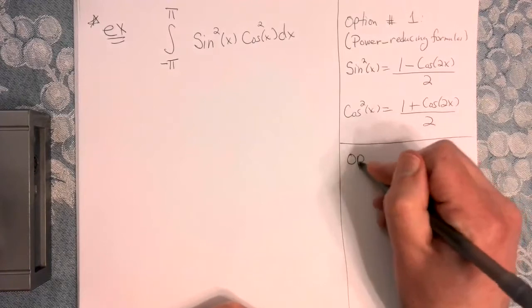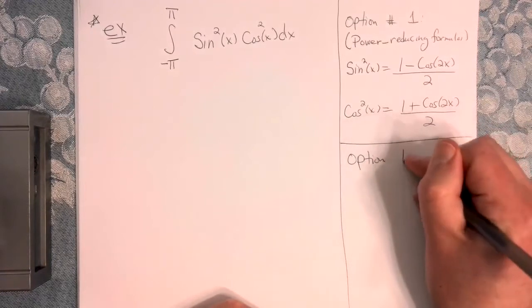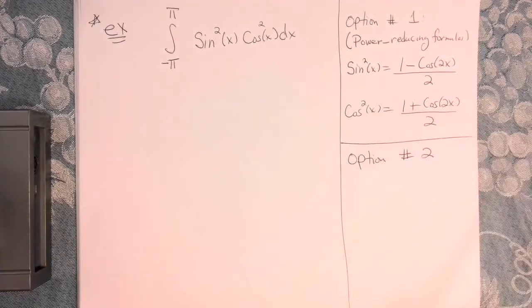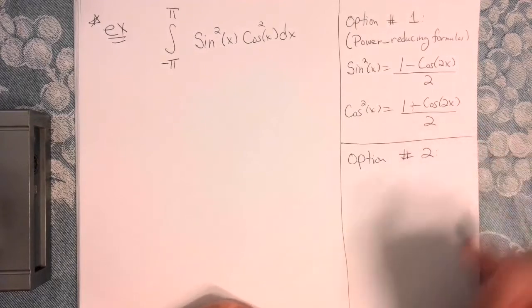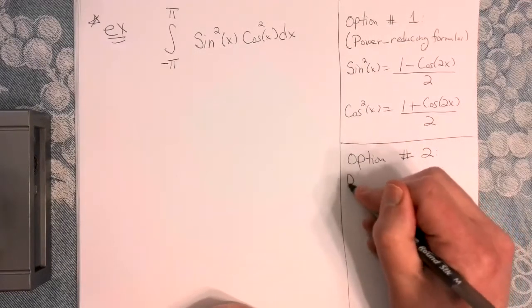Option two, let's see here. Option two is to use maybe the double angle formula.